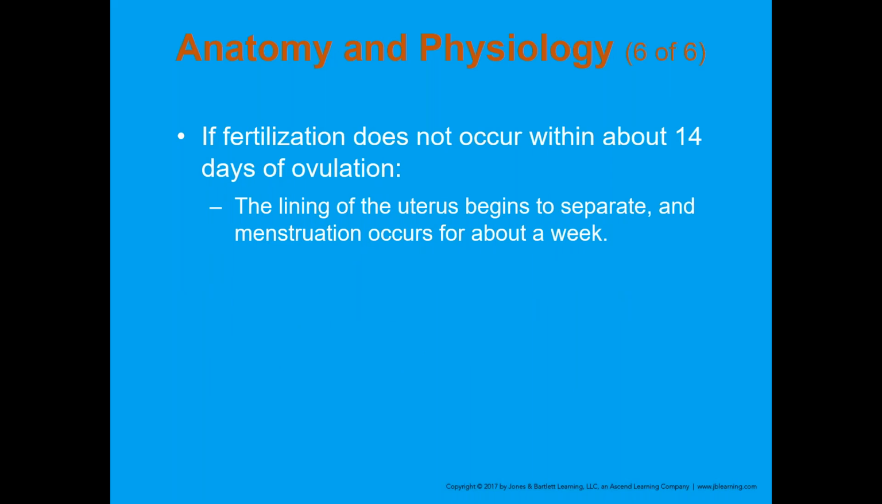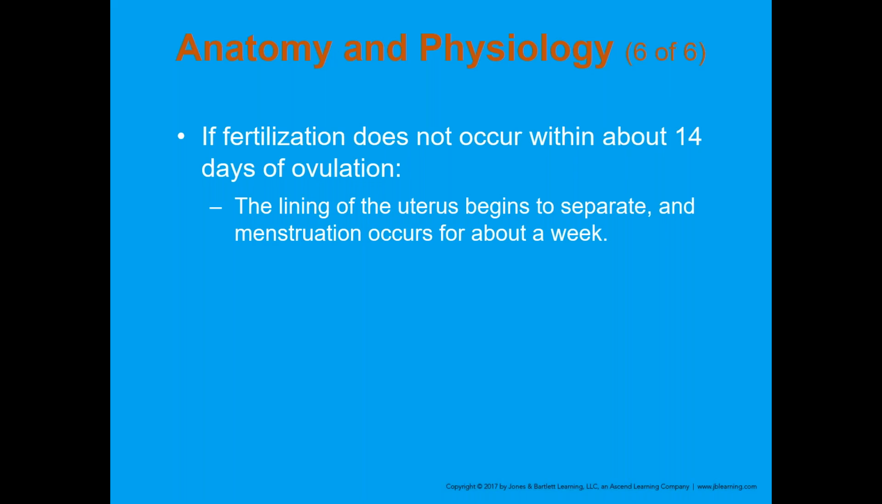So if fertilization does not occur within 14 days of ovulation, that is generally when the menstrual period will begin. Menstruation will begin. The lining of the uterus will actually begin to slough off and separate from the uterus. And it is really just cleaning itself in preparation for the next 28-day cycle. And that is when a woman's period begins.